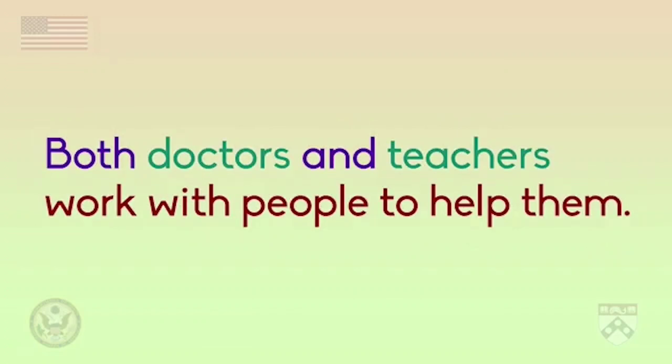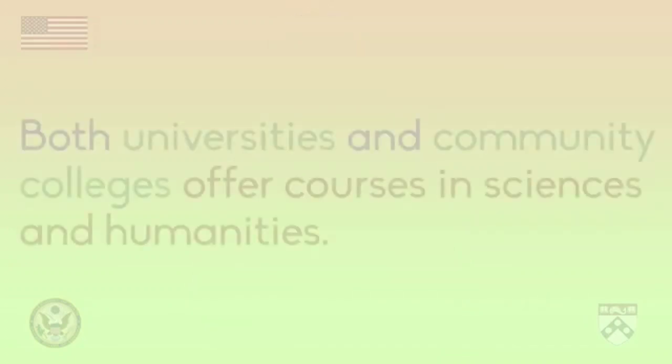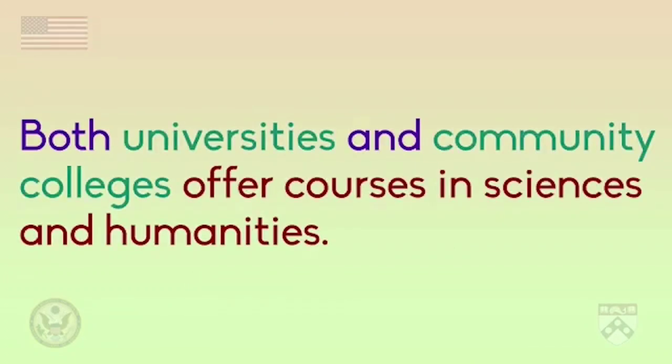This sentence begins with the word both in purple, followed by the two nouns in green, and the verb phrase for more explanation. The verb phrase is very important because it explains how the two things are similar. Here's another example using the phrase both and. Both universities and community colleges offer courses in sciences and humanities.